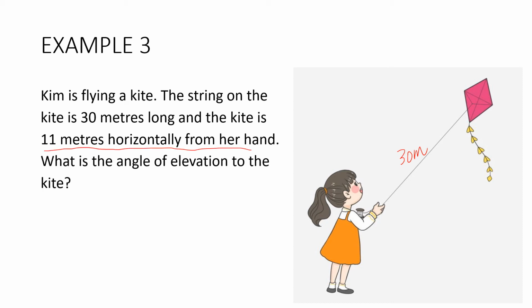Now, what does that mean? Firstly, we're going to need a right-angled triangle, so let's construct that. 11 meters horizontally from her hand. Here's her hand. And horizontally to the kite, that's this distance here, 11 meters. What is the angle of elevation to the kite? So that's this angle. Okay, let's do some trig.